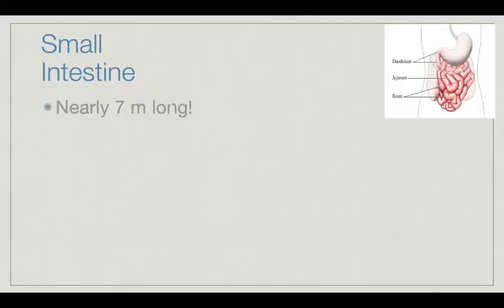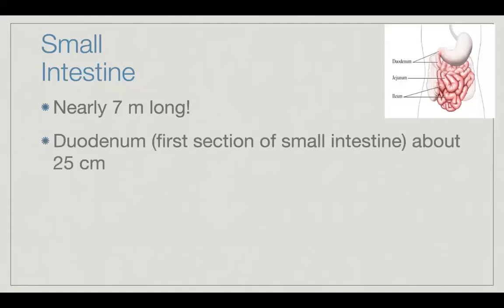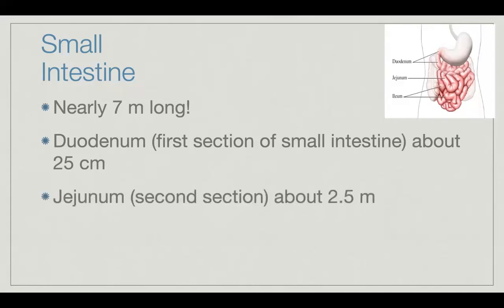Okay, so your small intestine is made of 3 sections. The first section is called the duodenum, or duodenum, depending on how you want to pronounce it. This is about the first 25 centimeters of the 7 meters. The second section is about 2.5 meters. That's called the jejunum. And the last section, which is the last 4 meters, is the ileum. I think that's why I say it should be duodenum, jejunum, ileum. That kind of all matches.